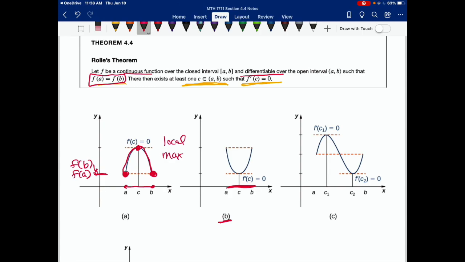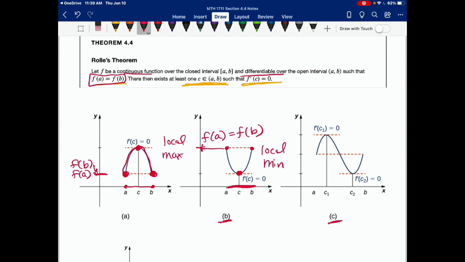I have an interval from A to B. On that interval from A to B, the function is continuous and differentiable. I don't have any holes or breaks or asymptotes or any points or cusps. So it's continuous and differentiable on A to B. And if you look, my endpoints at A and B have the same y value. f of A is equal to f of B. So that means at some point between there, I'm going to have a value of c where the slope of the tangent line is 0. So that's this point right here. So this is an example of where I have a local min.